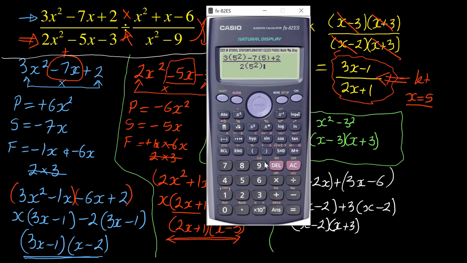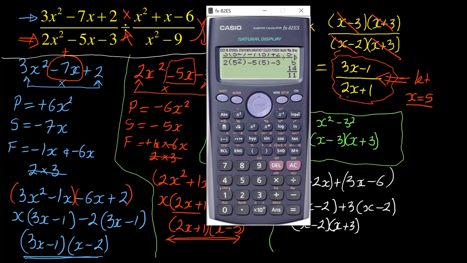You just choose any number of your choice. Minus 5 into 5 minus 3 divided by its fraction of 5 squared plus 5 minus 6, all right, over 5 squared minus 9, and my answer is 14 over 11.